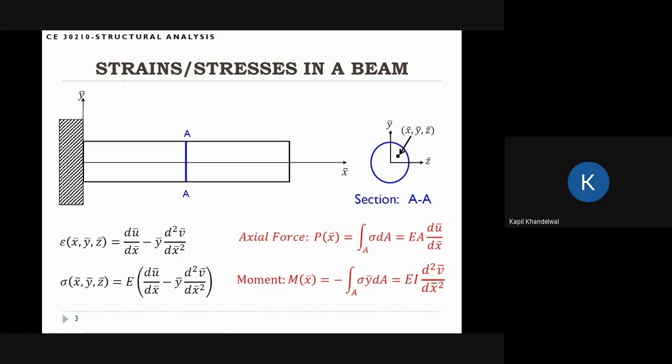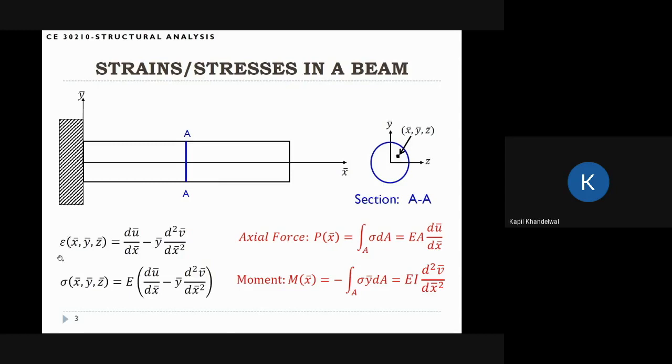If the section is not symmetric, then we have to actually change the beam theory and do some modifications, but we'll not worry about those cases in our classes. So this is the cross section, let's say AA here, and we want to know what is the stress and strain at a point which has coordinates x, y, z. So we want to know the stress and strains at this point.